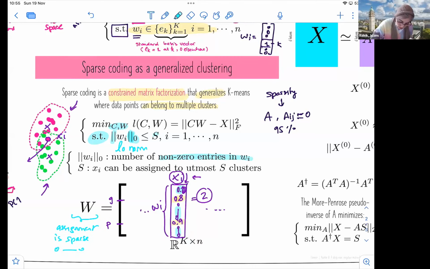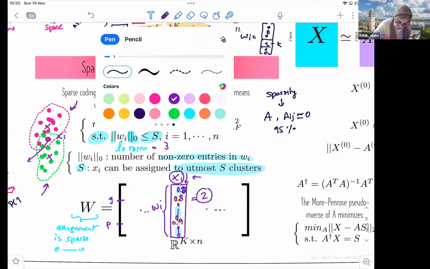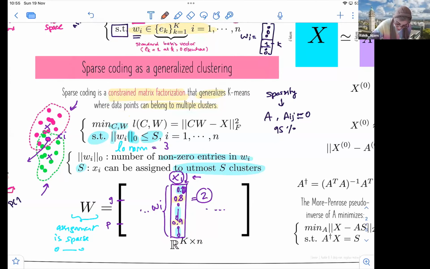So S here, the constraint S, is actually the utmost number of clusters that a point can belong to. So if I set S to 2, it means one point is allowed to belong only to 2 clusters. If I set S to 3, it means I can allow another value here to be very high. So maybe I can have a 0.9 here, and this will be a 3rd cluster over there. Okay, so my point will belong to this 3rd cluster. So this is what it means right here.